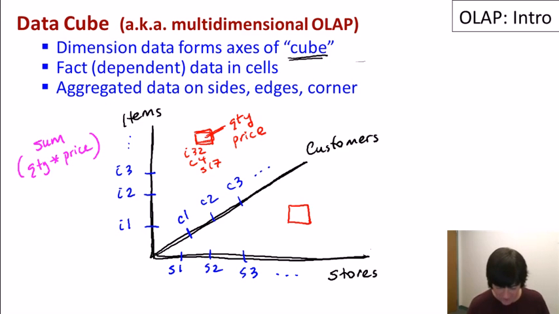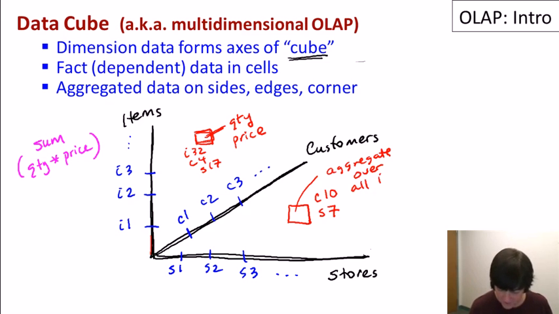So now let's consider a cell on the face of the cube. So again, I'm not drawing this very well, but let's assume that this is on the bottom face of the cube. So this is for a particular customer, say customer 10, and a particular store, say store 7. And then, since it's on the bottom of the cube, so we didn't go up this dimension here, it considers all items for customer 10 and store 7. So this will be the aggregate over all items for that particular store and customer.